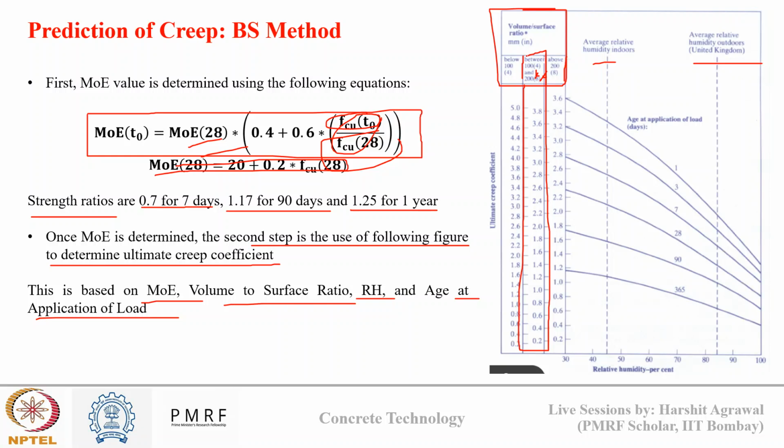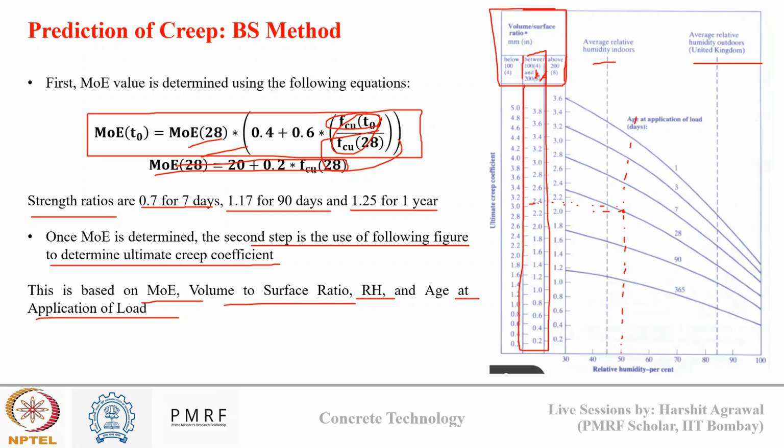Now my RH is 50%, so at 50, I will draw a vertical line. And my concrete age is 20 days at the application of load. So at 20 days, I will find it in the interaction, and from that I will draw a horizontal line.